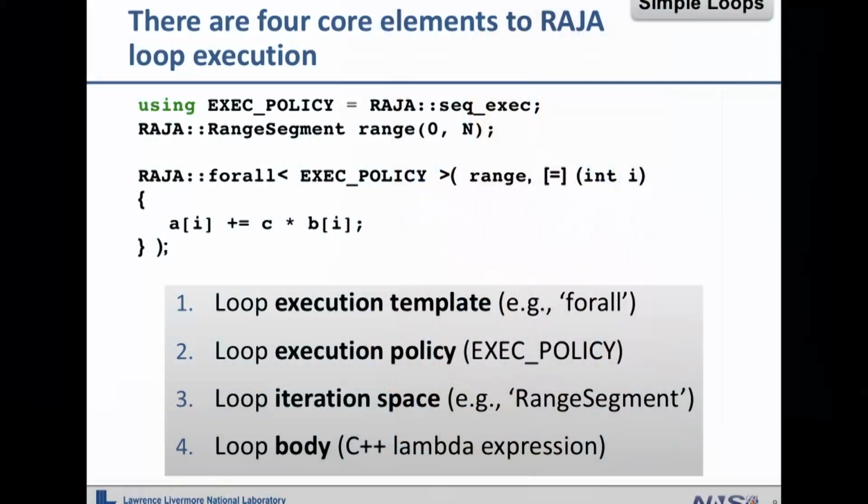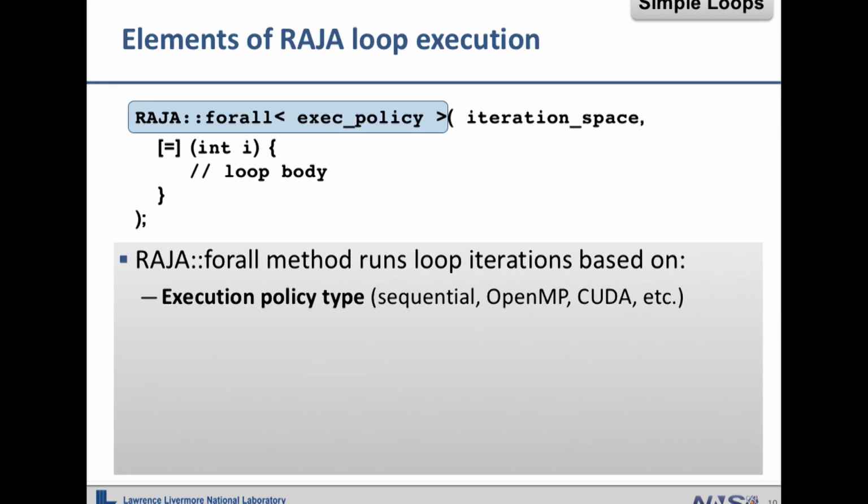And these are the four core elements for this Raja loop execution. So you have the template, which is what you're going to be doing. In this case, it's forall. There's a policy, which determines how you're going to be doing it. We have the iteration space, which controls what indices the loop's actually going to be running over. And then we have the loop body, which again is just a lambda function.